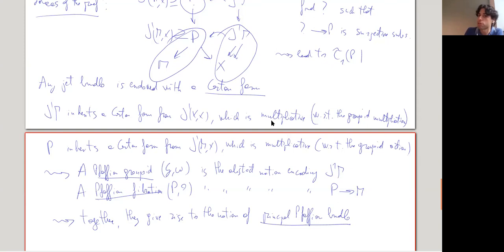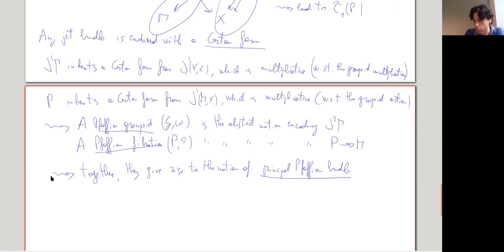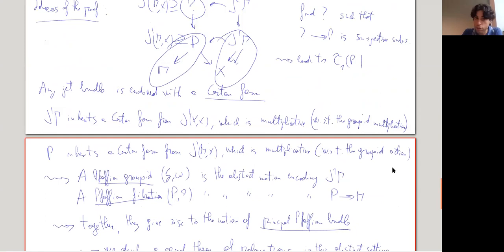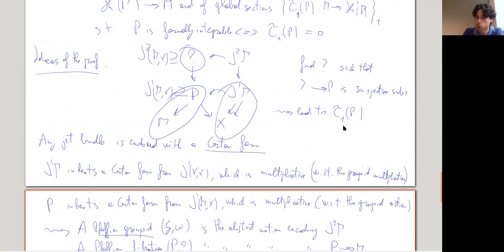Because with that one, let me just conclude in this way by saying that we develop a general theory of prolongations in this abstract setting. And so it is by understanding this kind of object that we can get a natural candidate for this question mark here, and then understand which are the obstructions for this higher integrability, for these higher prolongations.